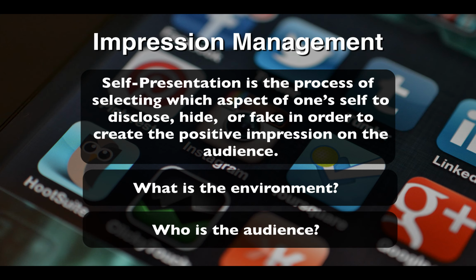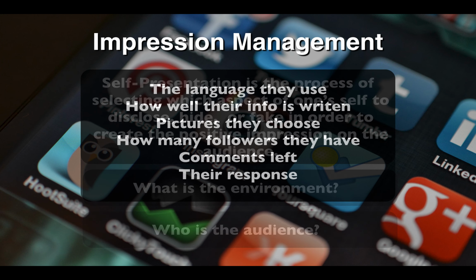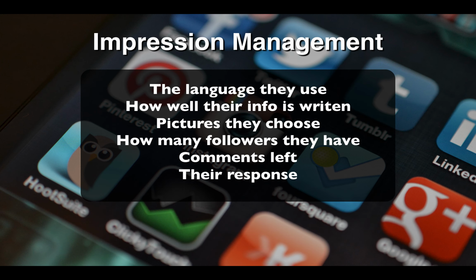We understand the audience on Facebook is probably different than the audience on Snapchat. Understanding who your audience is helps to create the impression they need to hear and see. Dad and mom might be on Facebook, but my high school friends are on Snapchat, so I adapt my message to my audience. Some of the strategic components of impression management that brands should consider while on social media are the language they use, how well their information is written, the pictures they choose, how many followers they have, and the way that they respond to their comments.